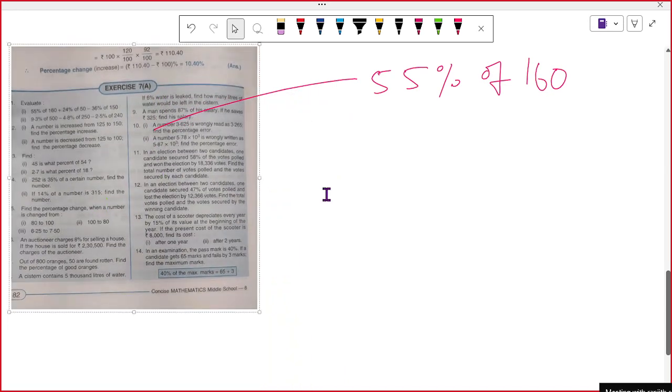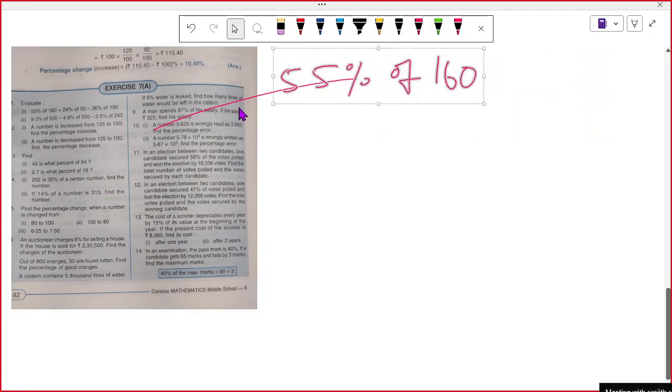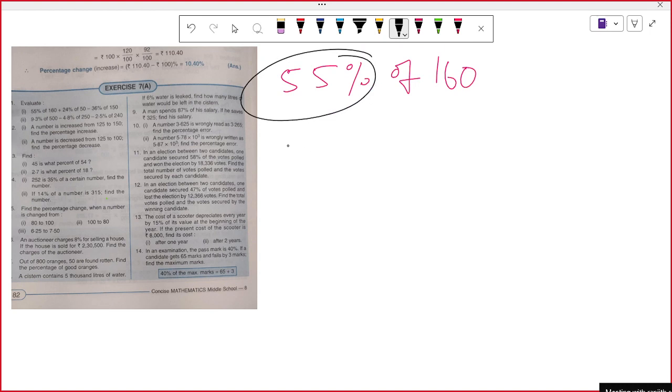Sir, convert all this percentage. Look here, percentage symbol. Whenever division is given, it means out of, right? So what is 55%? 55 out of 100. So 55 divided by 100.